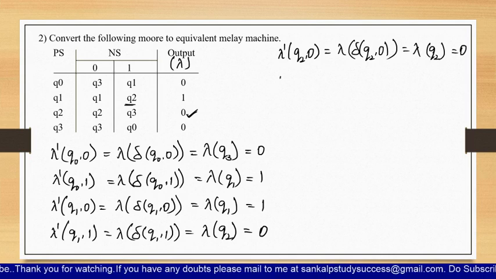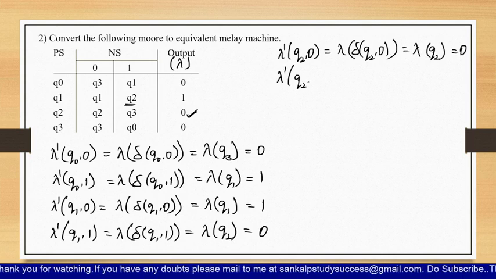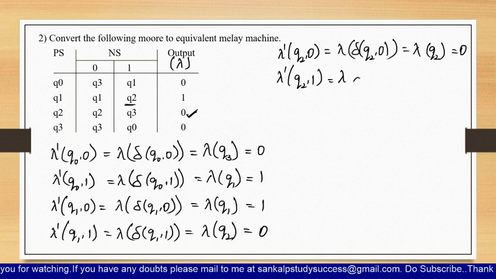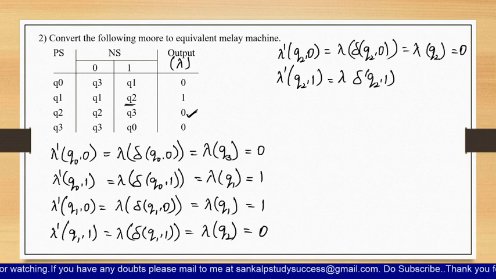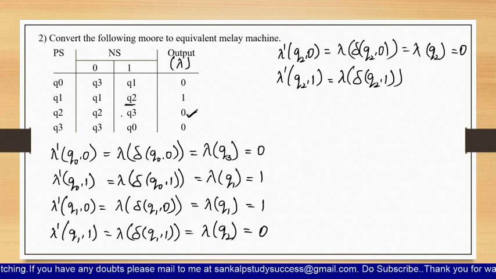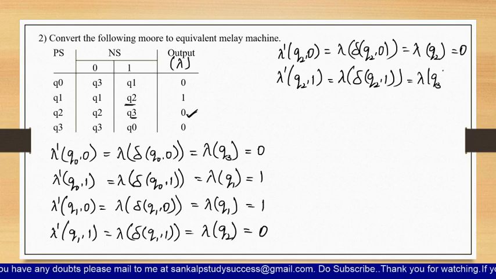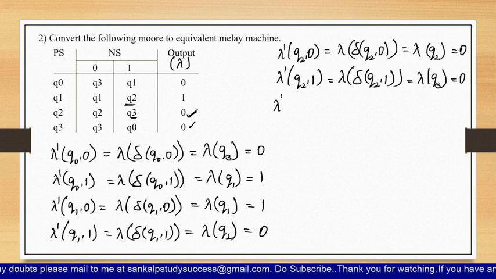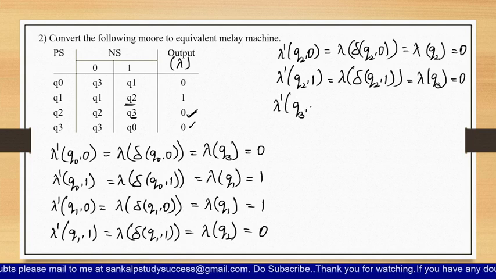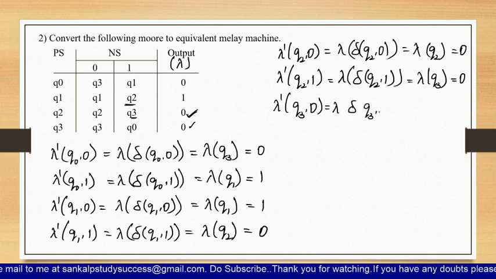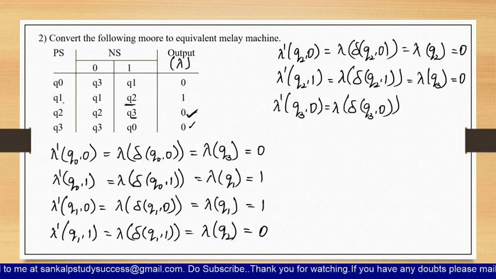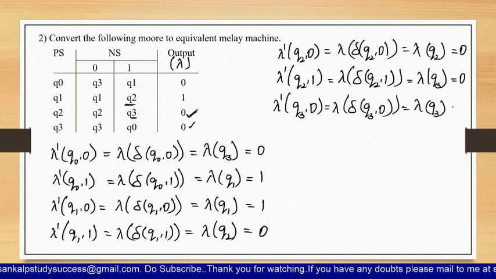Now let us apply the input symbol 1 to q2. Then it becomes lambda of the transition function of q2 comma 1. What is q2 comma 1? It is nothing but q3. So lambda of q3 is again 0, right? Here it is 0. Now let us go to the last state, q3 comma 0. Then it becomes lambda of the transition function of q3 comma 0, which is q3 again. So lambda of q3 is again 0.